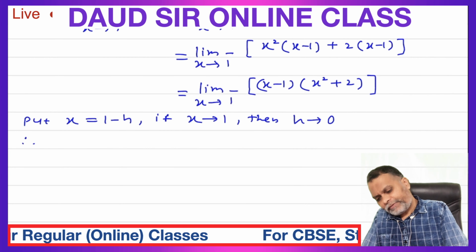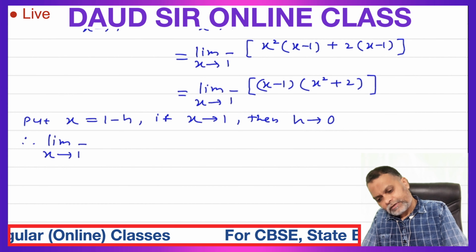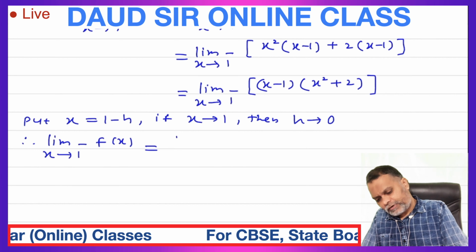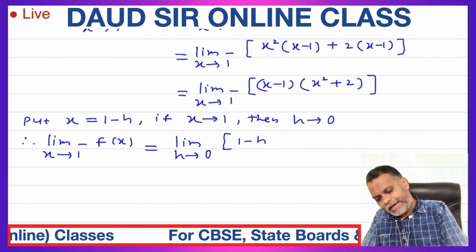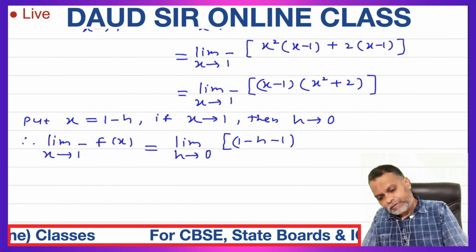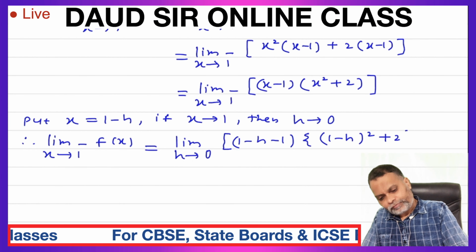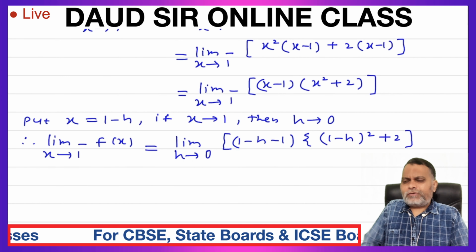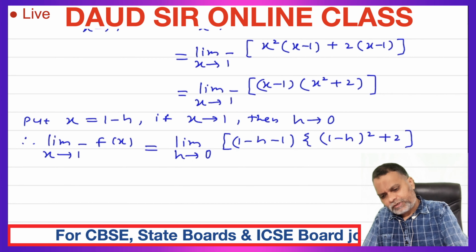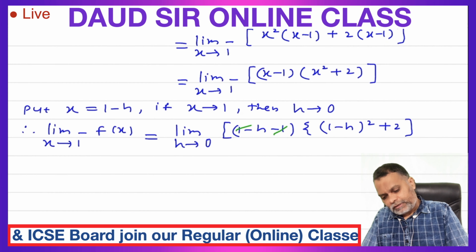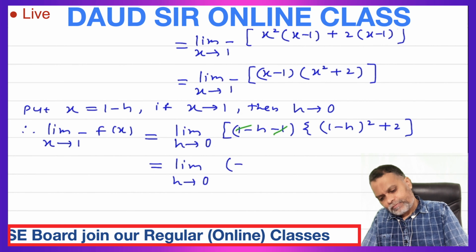Therefore, left hand limit will become limit x tends to 1 minus f of x is equal to limit h tends to 0, x is equal to 1 minus h minus 1, put x is equal to 1 minus h whole square plus 2. Here directly we can put h is equal to 0 because no denominator here, so it will not become 0 upon 0 form. So directly we can put h is equal to 0. First minus 1 plus 1 cancelled, which is equal to limit h tends to 0 minus h.